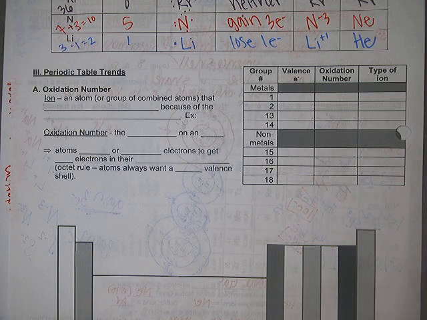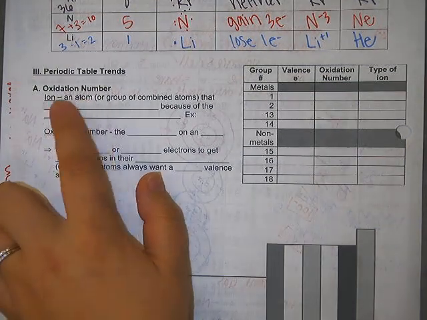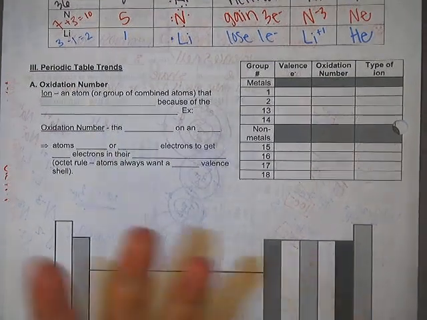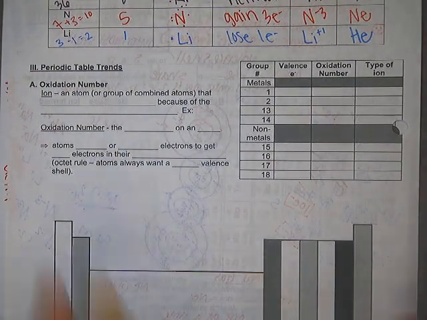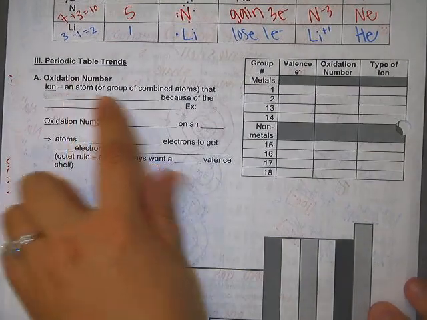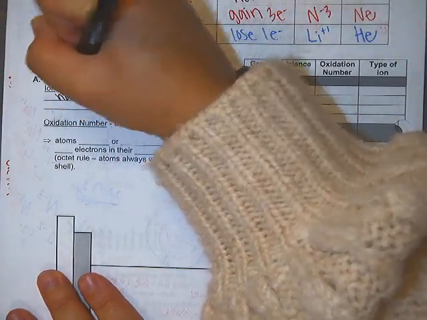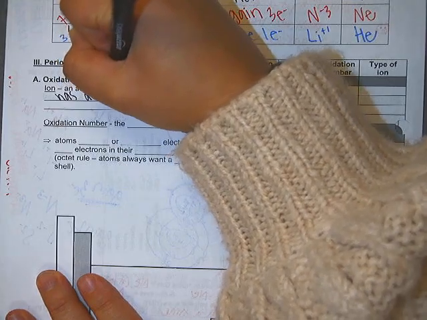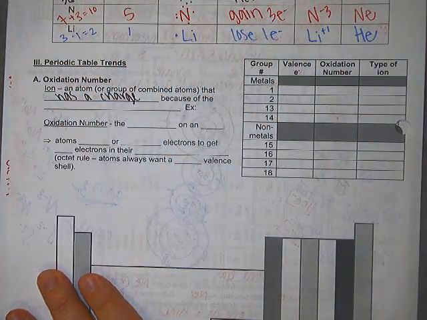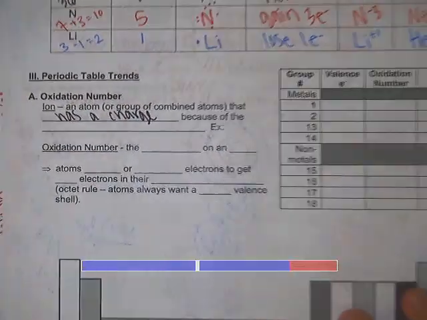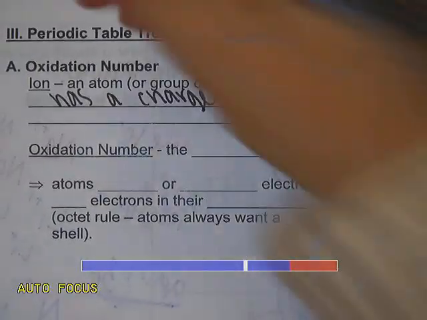So like we put on our periodic table, an oxidation number is just another way to say charge. So for any ion, that's going to be an atom or a group of combined atoms that has a charge because of either the gain or the loss of electrons.